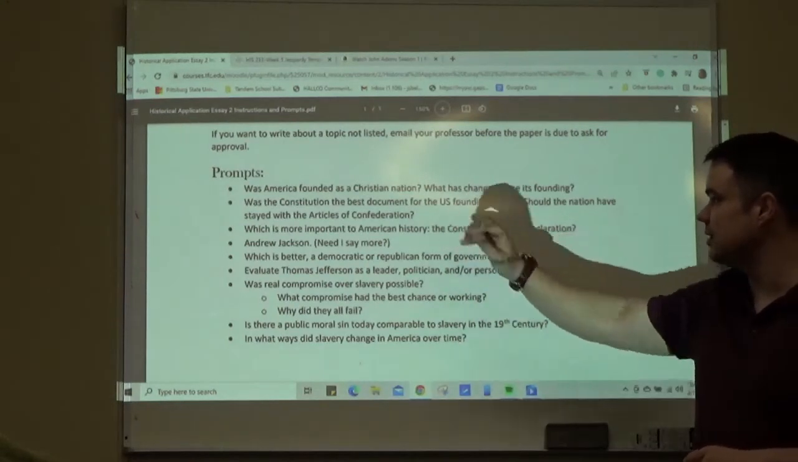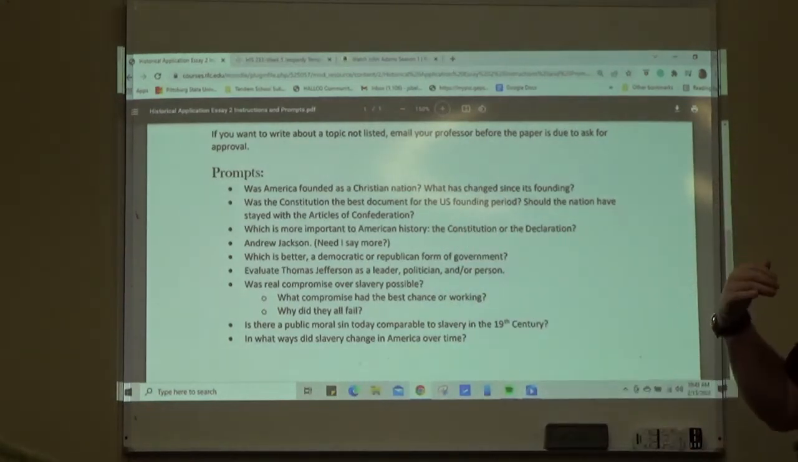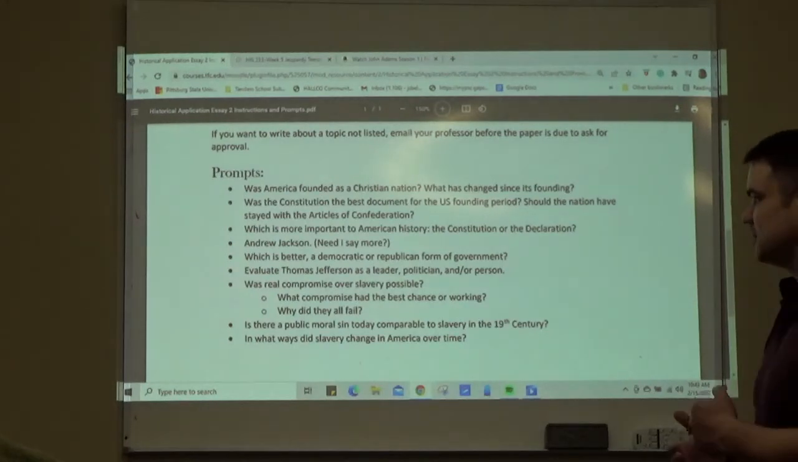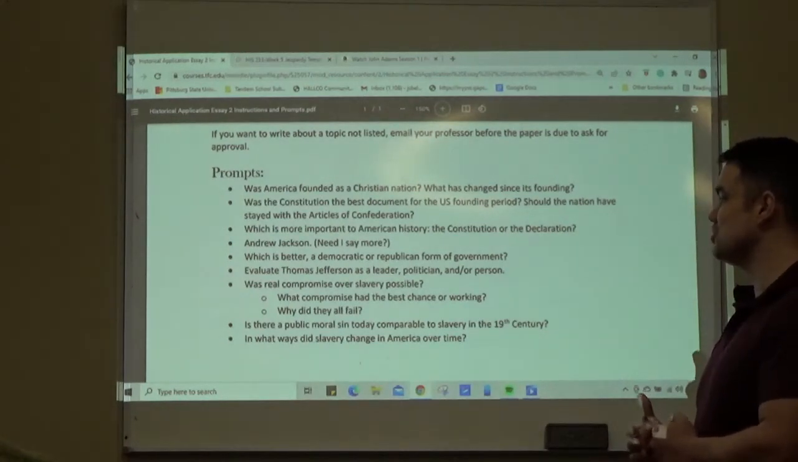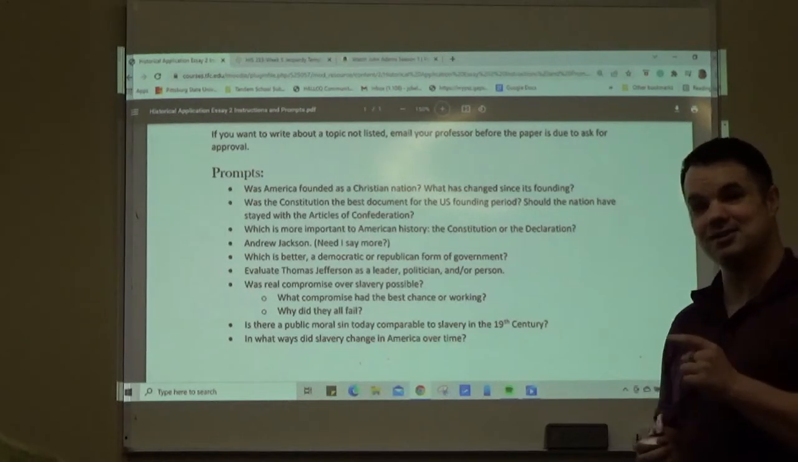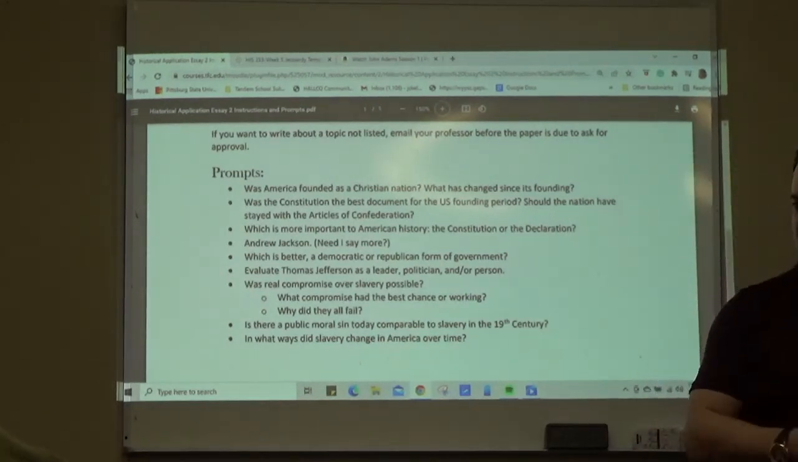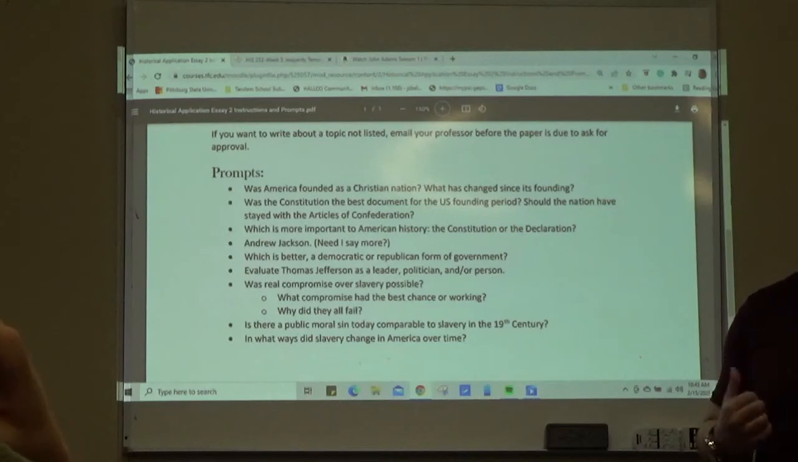So this is one that I think will be a very fun topic. And again, you have really good sources with Melton and Johnson for this one. It's going to be an easy one. All right, which is more important to American history? The Constitution or the Declaration of Independence? This is another really good one.